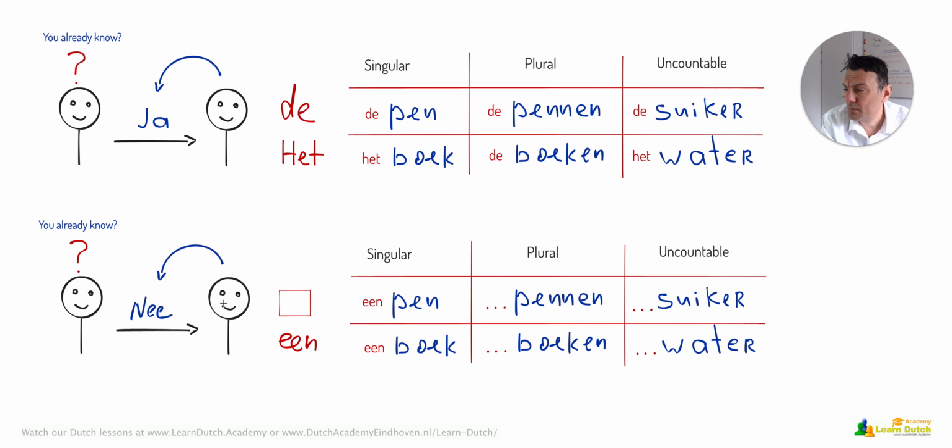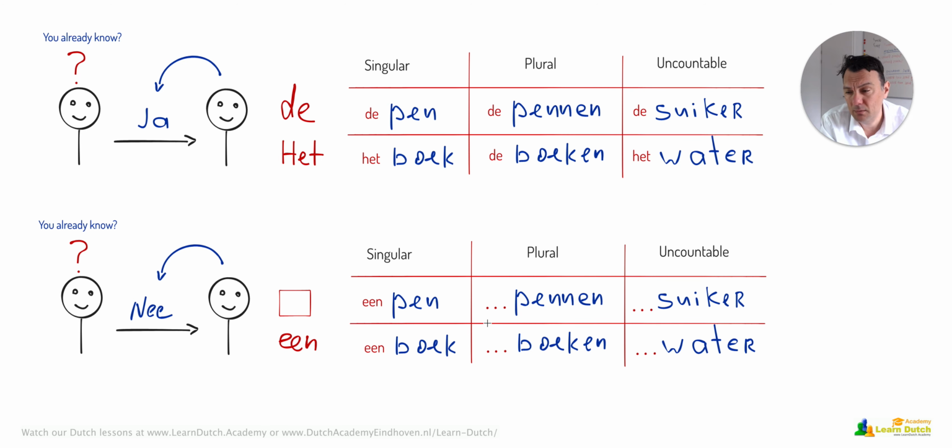If your partner doesn't know yet what you're going to speak about, talk about, or ask about, you are going to use "an" or invisible "an". When it's singular and countable, you're going to say "a pen" or "a book". When it's plural, you're going to use invisible "an".